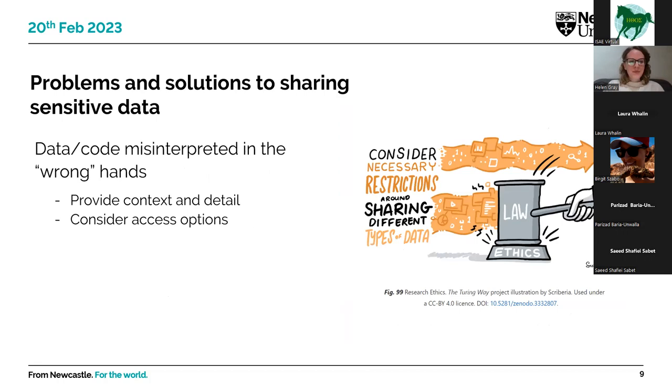Firstly, we have a worry that data or code may be misinterpreted in the wrong hands. This is a worry that I hear a lot of people talking about, and the solutions that I think might work for us is to really provide as much context and detail as possible if you want to share your data and your code by annotating data to acknowledge how it was collected and what it pertains to, which means there is less chance of it being misinterpreted. You can also consider the access options if you wish to share your data and your code. So not all repositories have to be completely open to everyone. There are some with restricted access options such that researchers can apply to have access to your data, but it's still uploaded there in a repository.